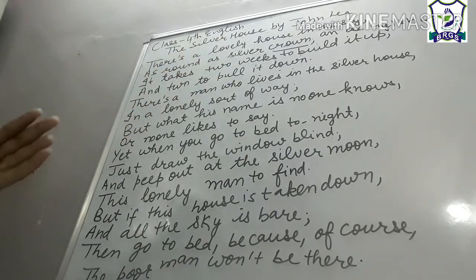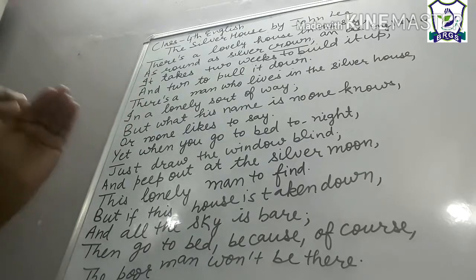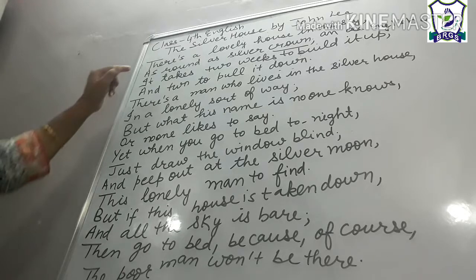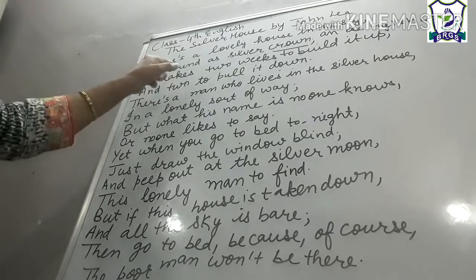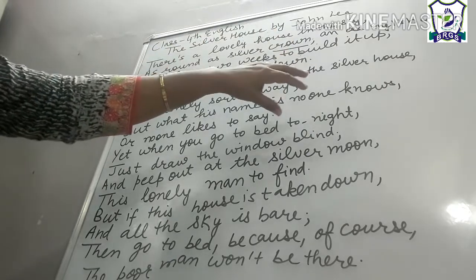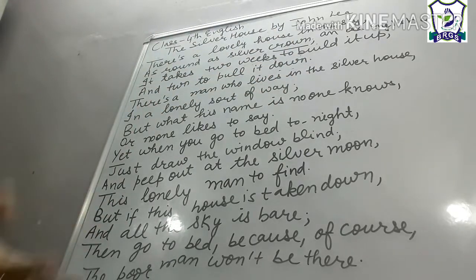Then after full moon night, for the next 15 days, it grows smaller and smaller. And finally, for one day, there is no moon. And then we are having no moon night. So he is saying, the moon takes 2 weeks to build. This house takes 2 weeks to build up, and then 2 weeks to pull it down, which means it is dismantled. It disappears from the sky.